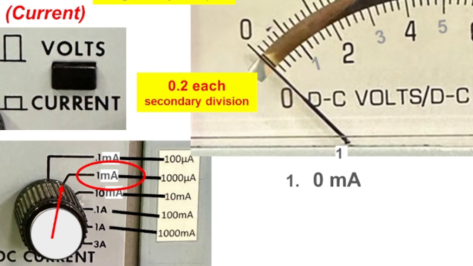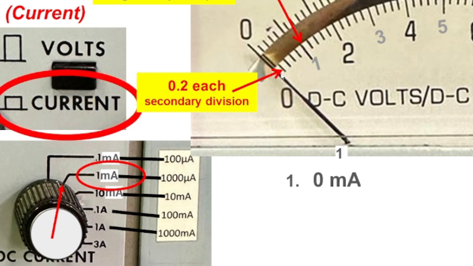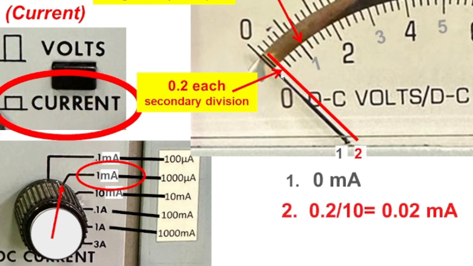We will still be using 0.2 each for the secondary division, meaning the small lines will still be 0.2 and the long lines at the bottom will still be 1. Now, we will still push in the push button here, and so the first one will still be 0.2, but this time we will divide it by 10. Why? Because you put your selection to 1 milliampere. That's the rule here. We have to divide it by 10 if you put it in 1 milliampere.